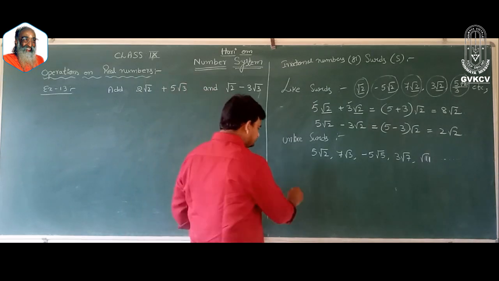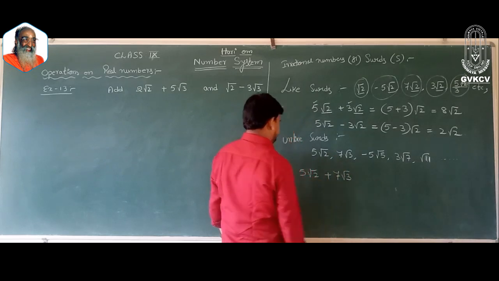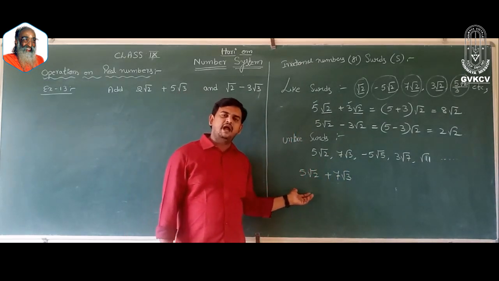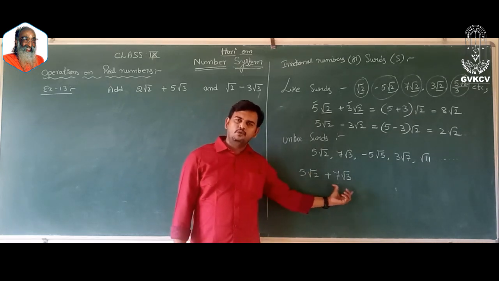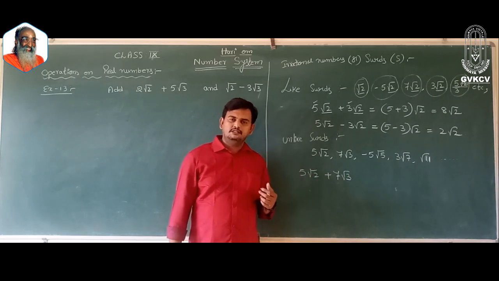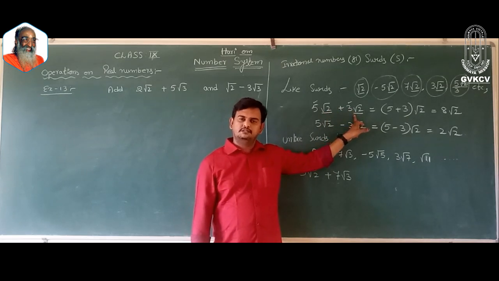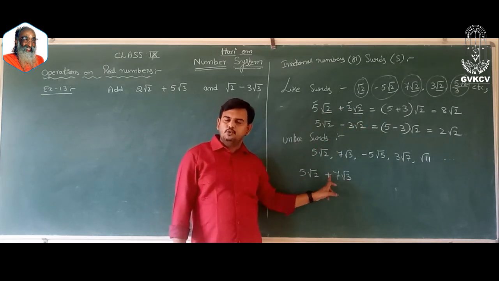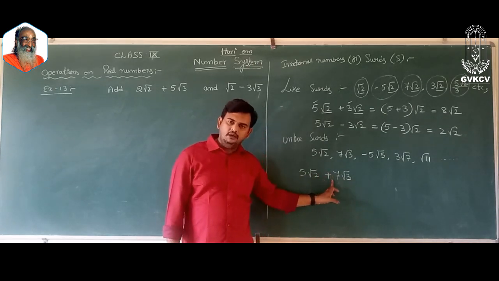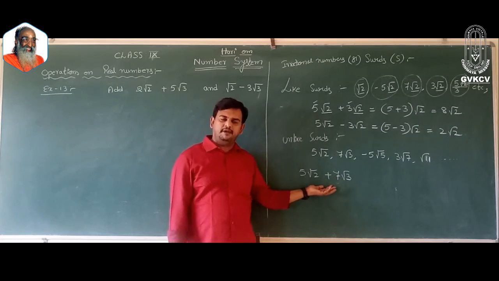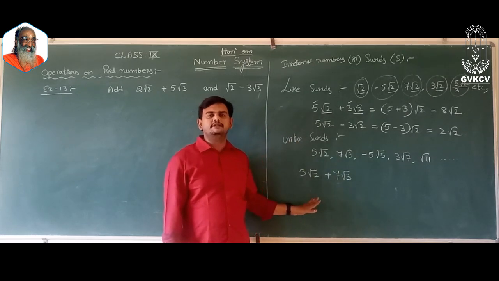For example, 5 root 2 plus 7 root 3. When the question is given to add, we can't simplify. The answer is itself, because root 2 and root 3 are unlike surds, so we can't add. When they are like surds, we can add the coefficients. Here root 2 and root 3 are two different irrational numbers and these two are unlike surds. We can't add the coefficients, meaning we can't simplify. The value of 5 root 2 plus 7 root 3 is itself.